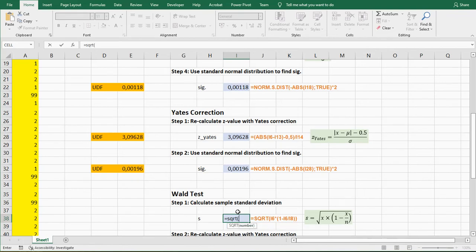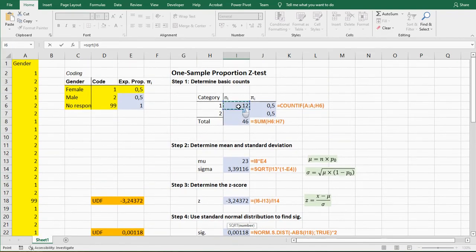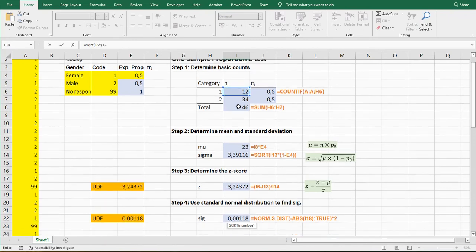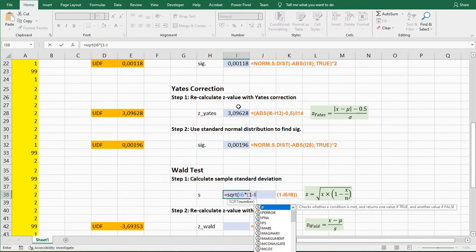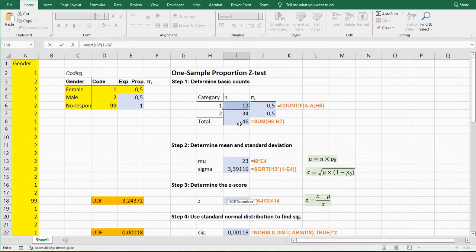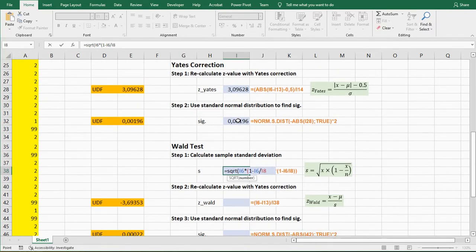the square root of our x, which was this 12 multiplied by 1 minus. So this is what it looks like so far, 1 minus, and then that same x divided over my total sample size, which was 46 over here. So this is what that formula looks like. Then close all the parentheses. So this gives a slightly different standard deviation or standard error.